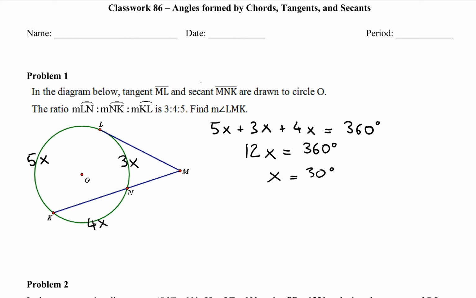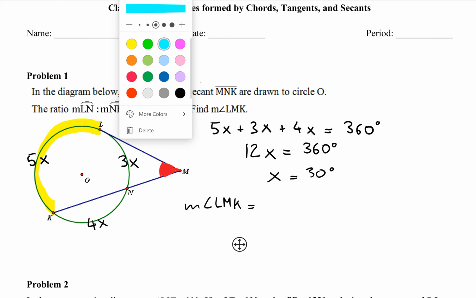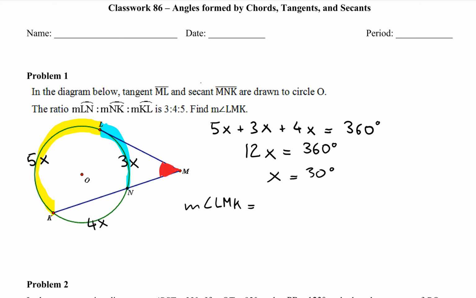Okay, so now we want to find the measure of angle LMK, which is the one that I'm highlighting here. This is the angle that I'm trying to find. We learned from the lesson that the measure of angle LMK is equal to the difference of the arcs that it intercepts. So it's the measure of this arc minus the measure of this arc over here. I'm going to use a different color. So we want to subtract the measure of these two arcs. That is equal to the measure of arc LK, or KL, keeping the same convention as the problem, minus the measure of arc LN, and then everything divided by 2, so times 1/2.